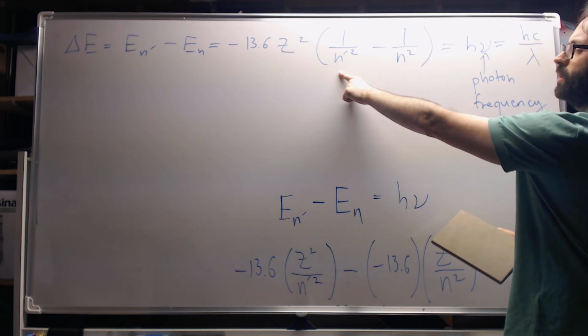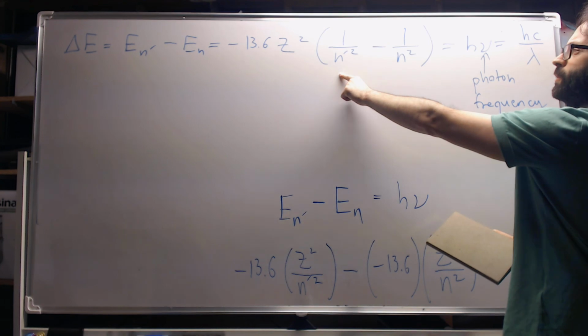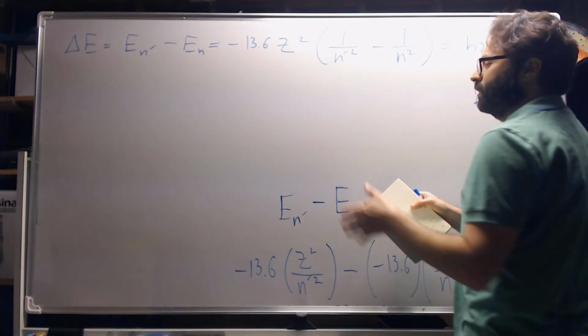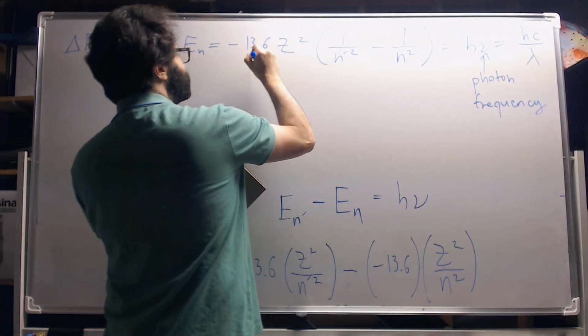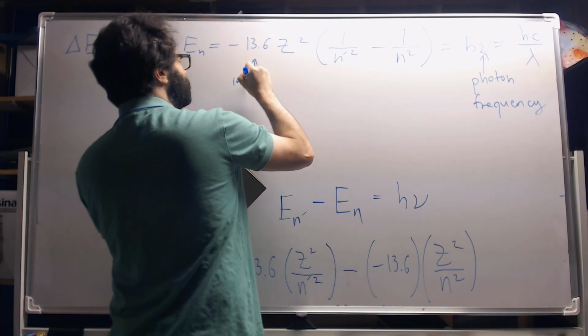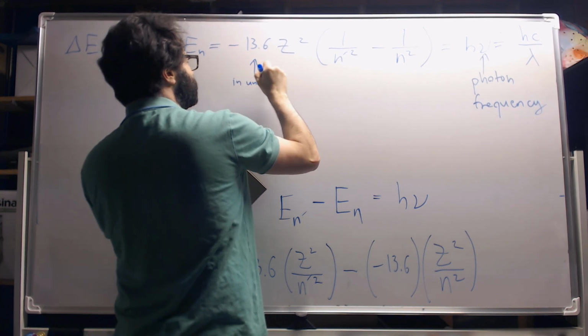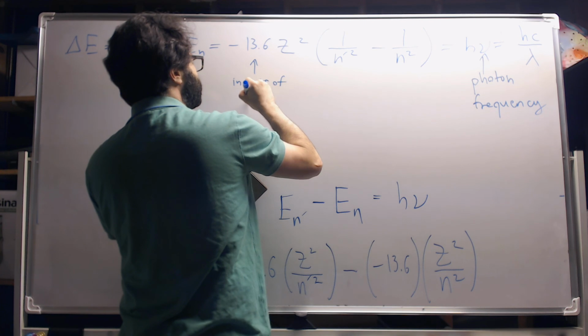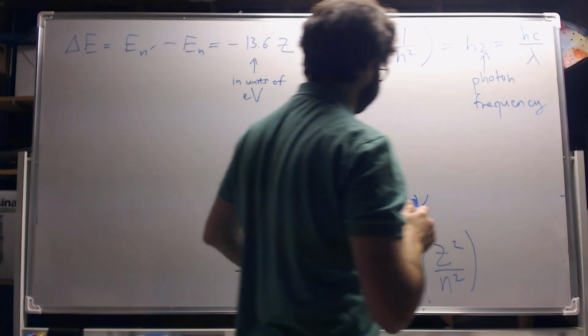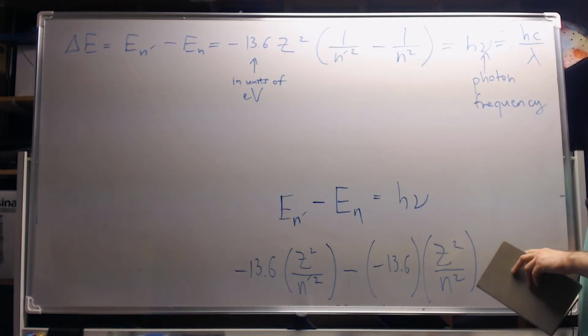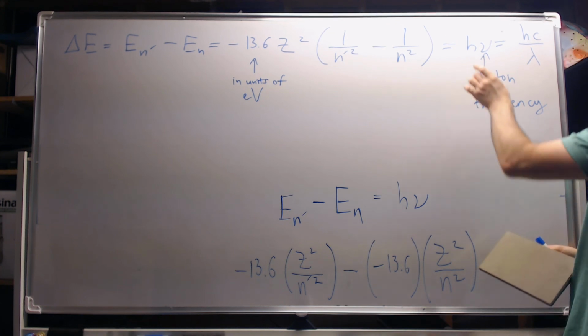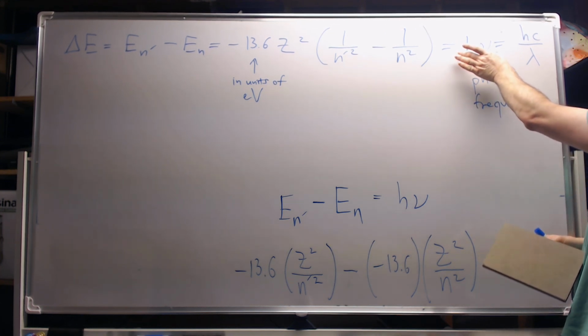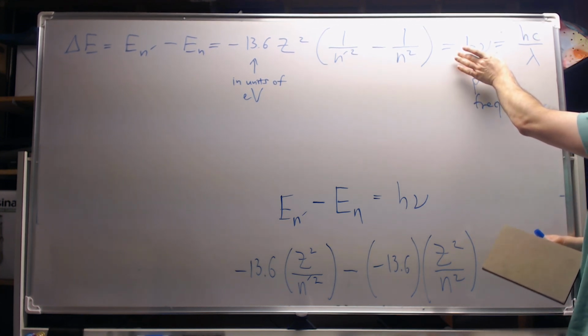By the way, let's make certain of something. We see this minus 13.6 over here. By the way, let's make this explicit, in units of electron volts. Make this clear. The photon energy has to be positive. Always.